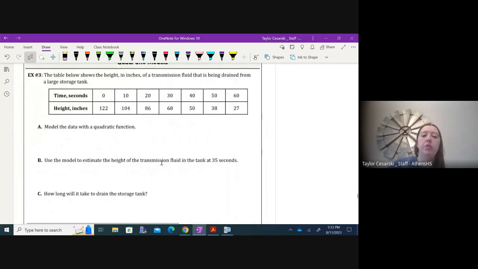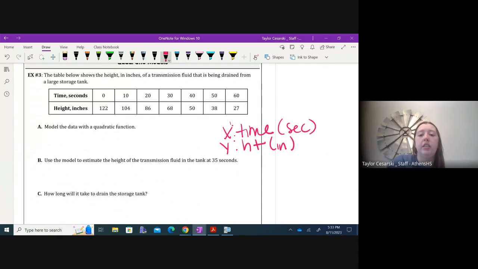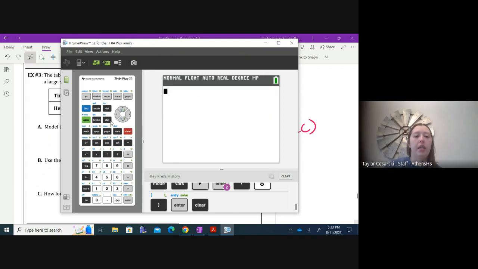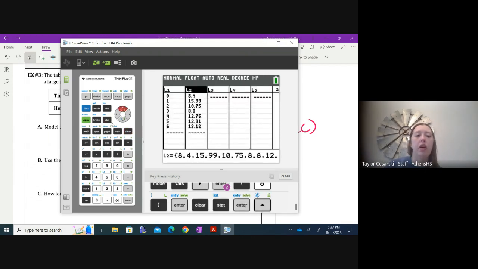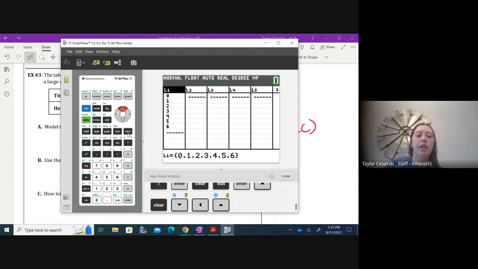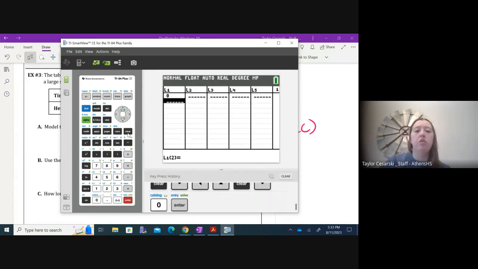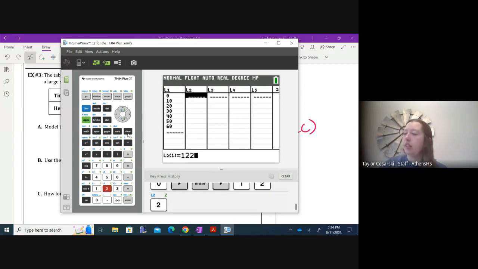Again, the first thing I'm going to do is define my x and y. So x is time in seconds, and y is height in inches. I'm going to go ahead and type this into my L1 and my L2. So I'm going to hit Stat, Enter for edit. I'm going to scroll up, clear, scroll up and clear. If you type over it, it'll also work to override it, but just be careful if you have an extra line from what you had before. So let's go through and enter all of our times in our L1, and then our heights in our L2.